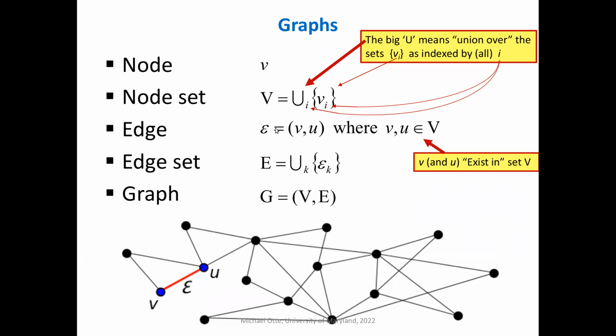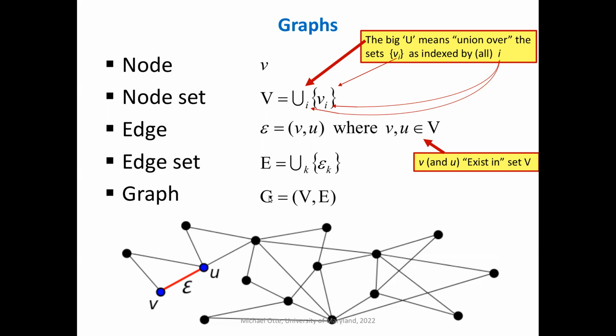And then we have edges. Edges are defined by two different nodes. There's some relationship that this defines between those two nodes, often that we can get from one to the other one. And then we also have an edge set. So again, we're going to union over the set of all of the little sets, each containing one of the edges, to get a big set containing all of the edges.